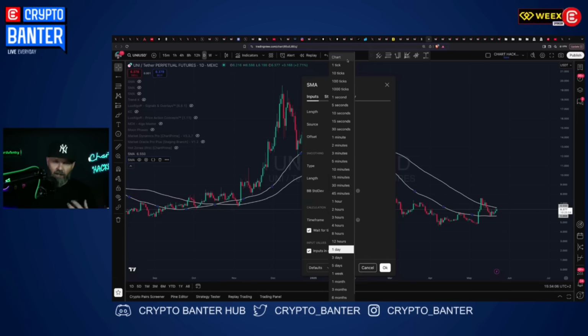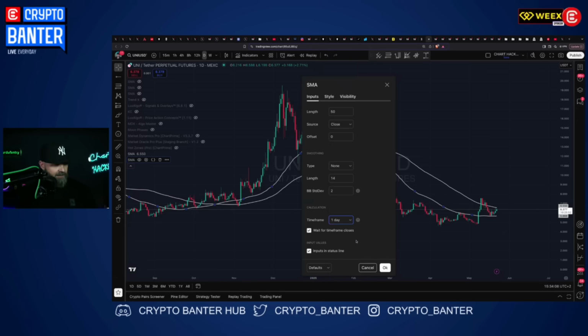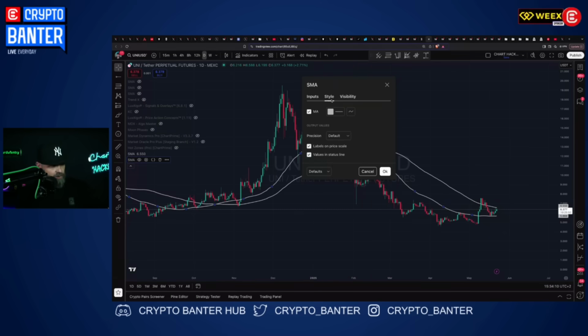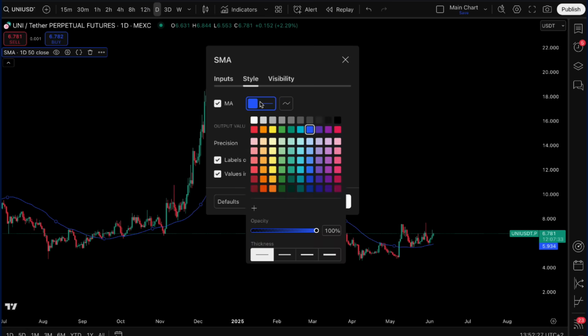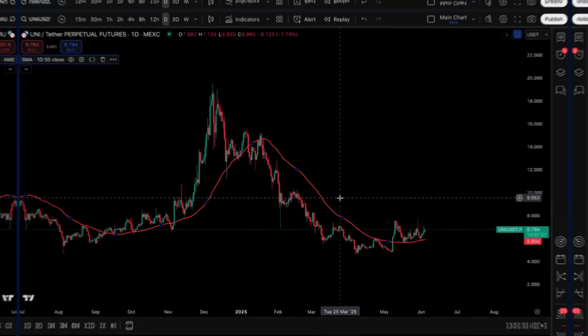So a lot of focus on the 50-day. Once we've done that, you can choose your style, how thick you want it to be, and you can choose the color. I typically like a red 50-day moving average. I'm going to click OK. Okay, so now I've shown you how to get the 50-day moving average on your chart. Let's see how this thing works. Let's look at the true magic of this moving average.